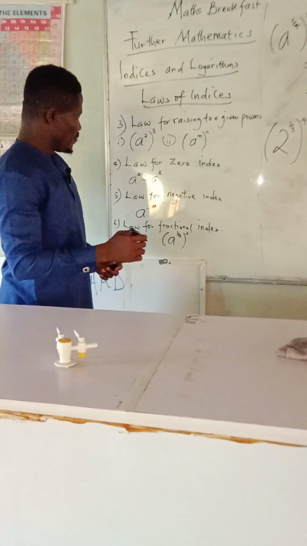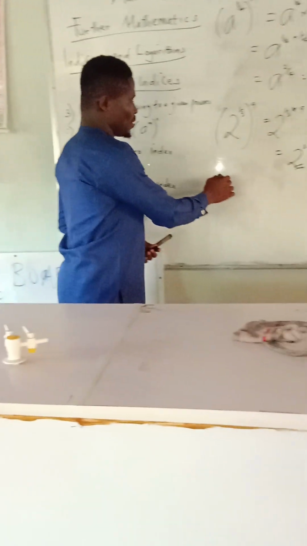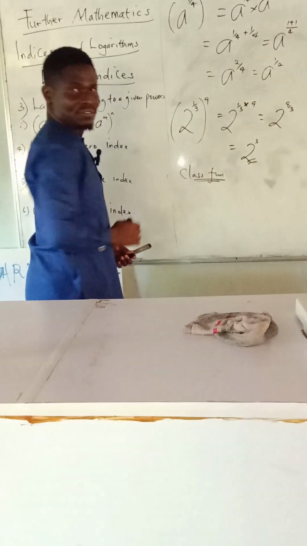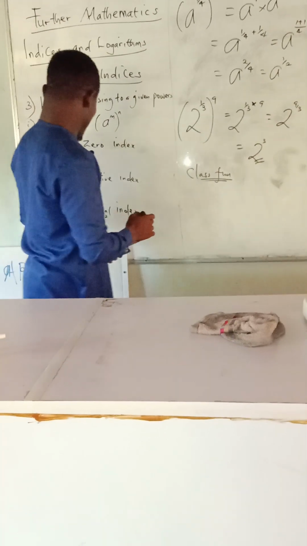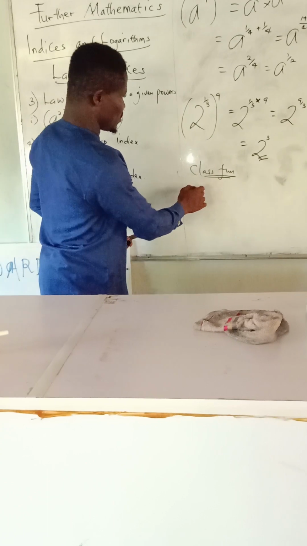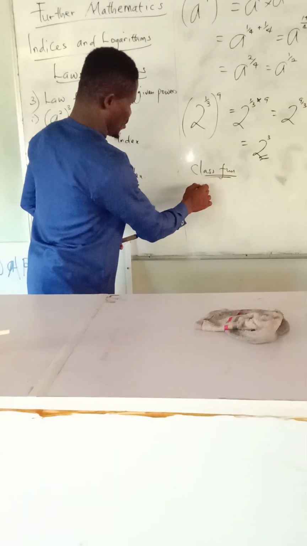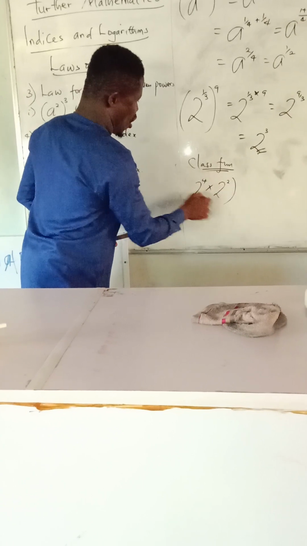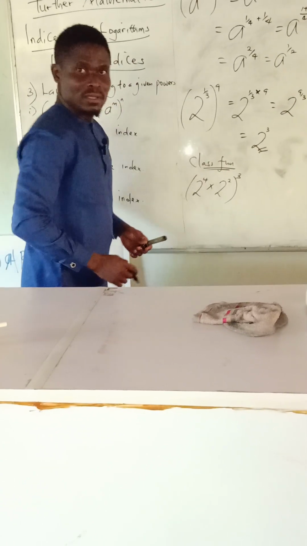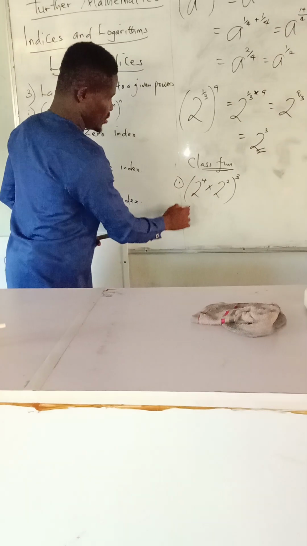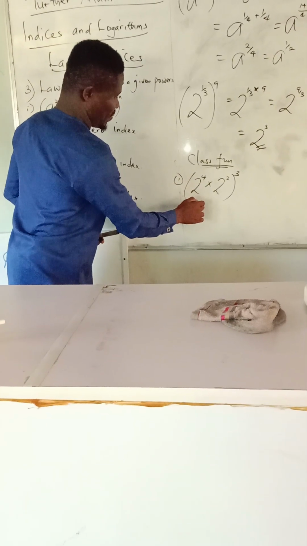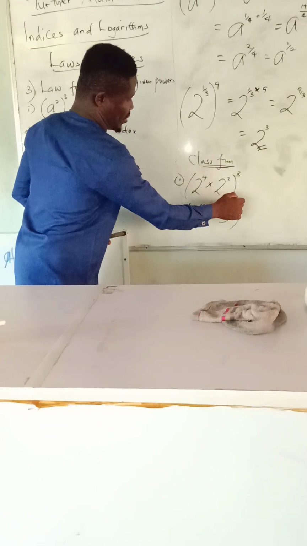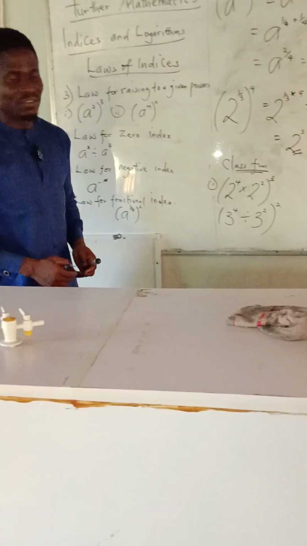But before we go, please solve this and post your answer on the platform. Just give your answer in the comments. We'll look forward to it. Number 1: 2^4 times 2^2, all raised to power 3. Then number 2: 3^4 divided by 3^2, all raised to power 2. Solve this and give us your answer.